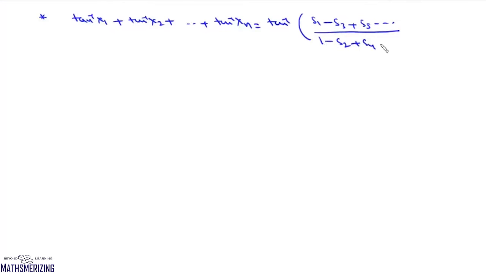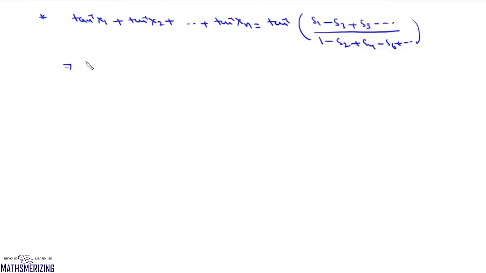tan inverse x1 plus tan inverse x2 plus tan inverse xn, and it'll be tan inverse of S1 minus S3 plus S5 with alternate plus minus sign, upon 1 minus S2 plus S4 minus S6, where S1 is sum of values of x1, x2, x3, xn. S2 is sum of x1, x2, x3, xn taken two at a time. Sn is product of all these values.